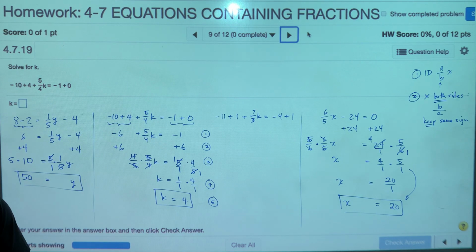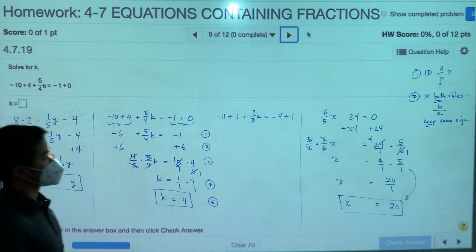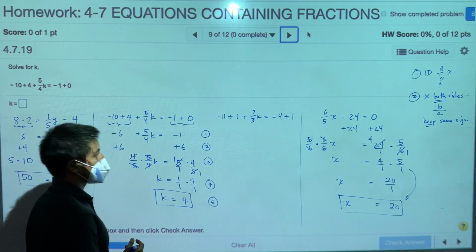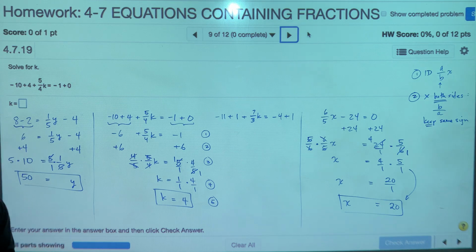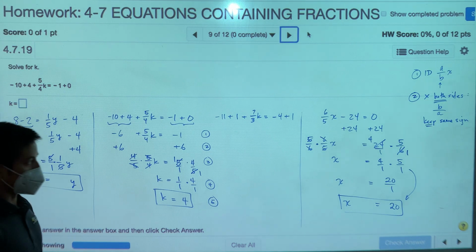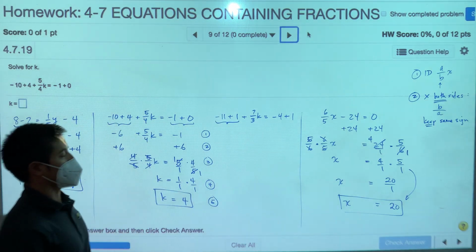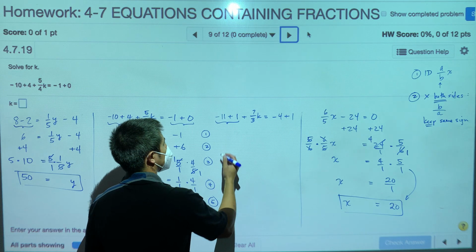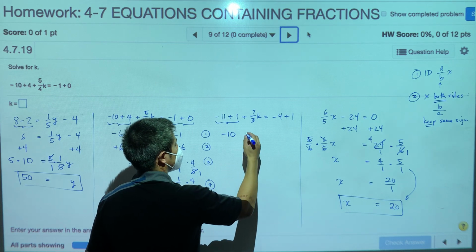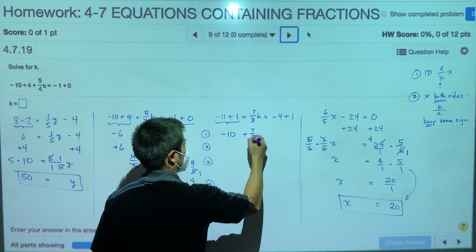Okay, what's the first step? Well, to get all these numbers to the other side. Okay. Negative 11 plus 1. Good, so negative 11 plus 1, we've got to do that one first, right? What does that become? Negative 10. Great job, excellent. And then the 7 over 3k can't do anything.